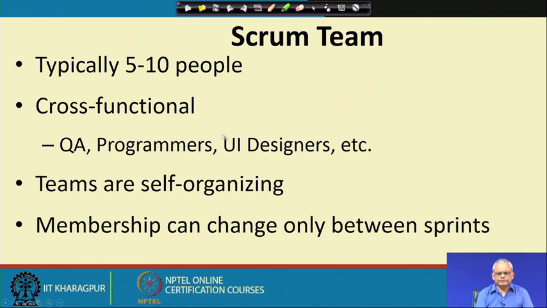The Scrum team, typically 5 to 10 people, have expertise in various areas like quality assurance, programming, user interface design, testing and so on. The team's members are self-organizing, they select their own roles, the ones that they can do best. Sometimes members may leave or new members may join, but it is ensured that when the sprint is in progress, membership change is not allowed, otherwise the development work will get hampered.